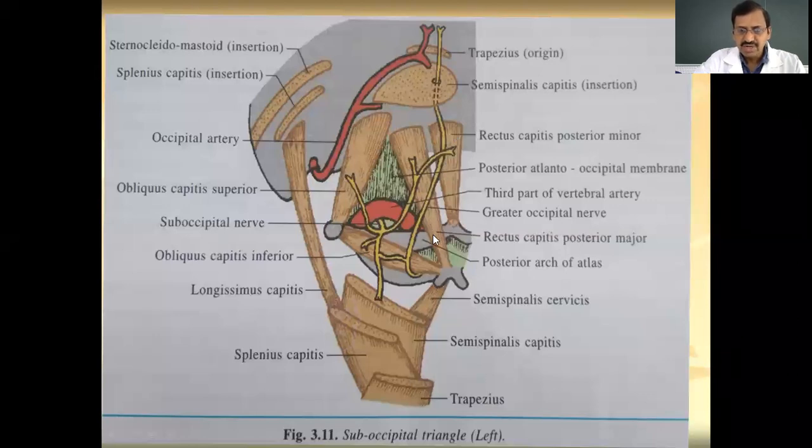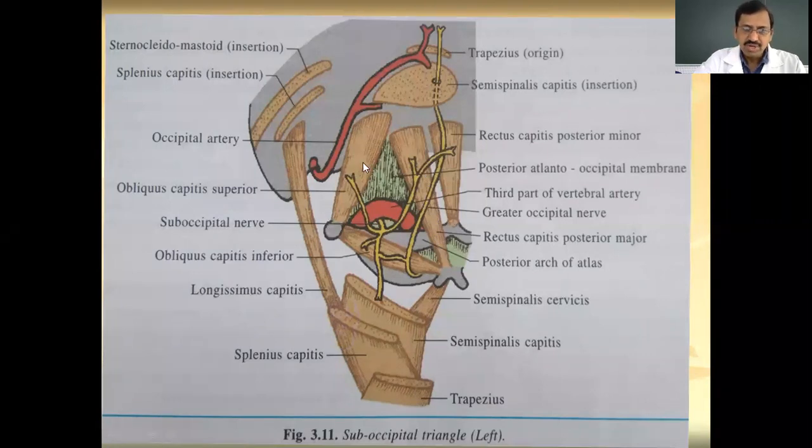Here this is the rectus capitis posterior minor. This muscle forms the superomedial boundary of the suboccipital triangle. The rectus capitis posterior major takes origin from the bifid spine of the axis, goes upwards, laterally and backwards, and is inserted to the occipital bone below the inferior nuchal line. This is the rectus capitis posterior major muscle. It forms the superomedial boundary of the suboccipital triangle.